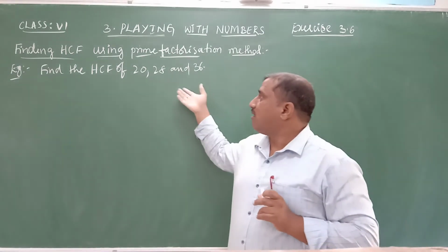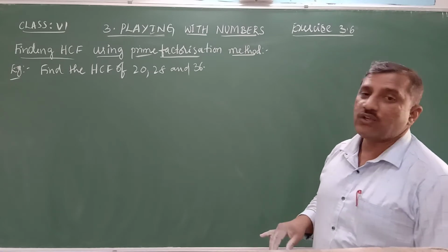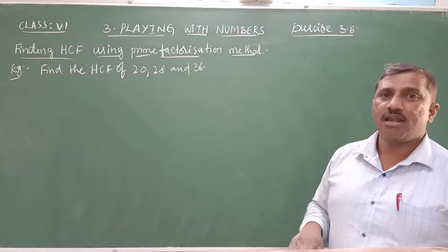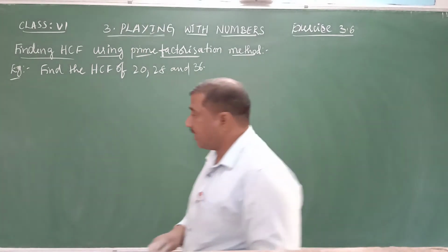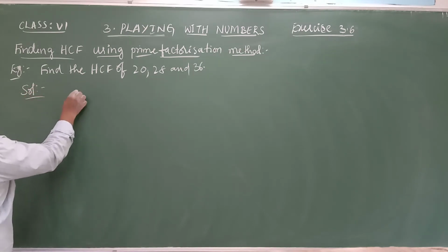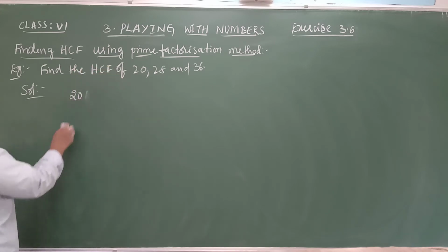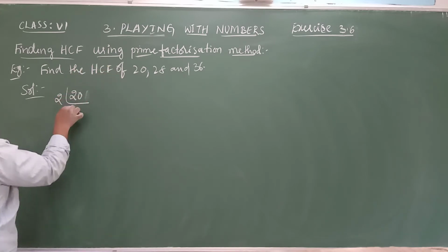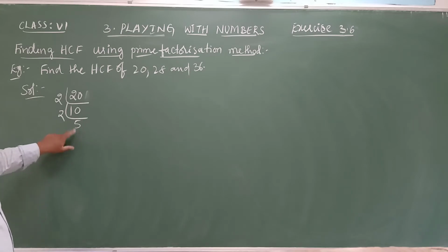Now, one example. Find the HCF of 20, 28 and 36 using the prime factorization method. So the first step is to write the prime factors of all the numbers. So 20 can be written as what? 2 ones are 2, 2 twos are 4, 2 fives are 10. So we got 5 as the last number, which is a prime number.